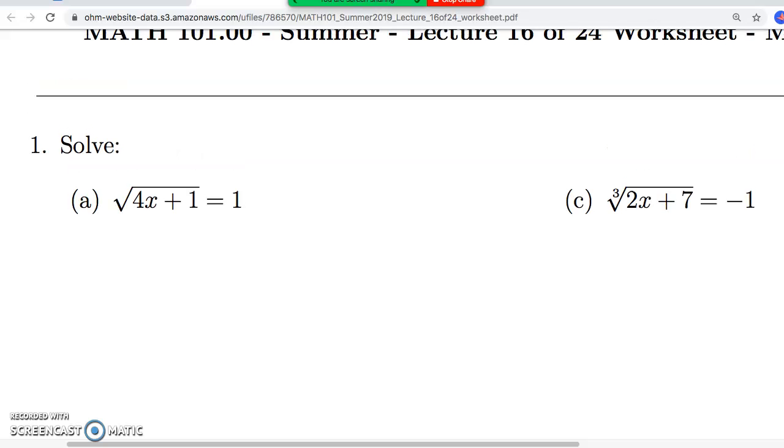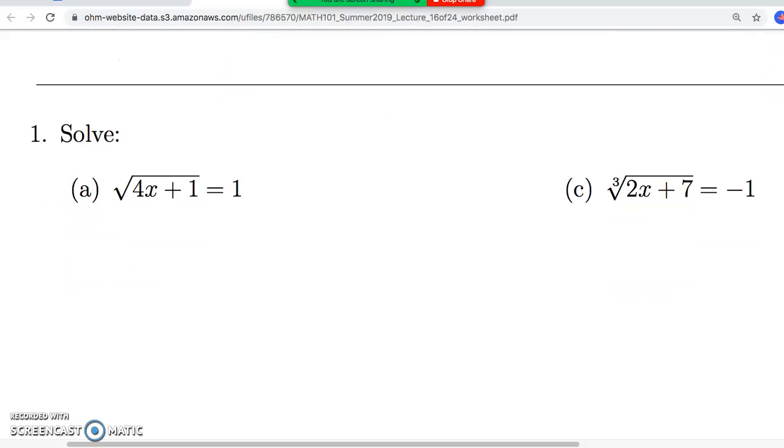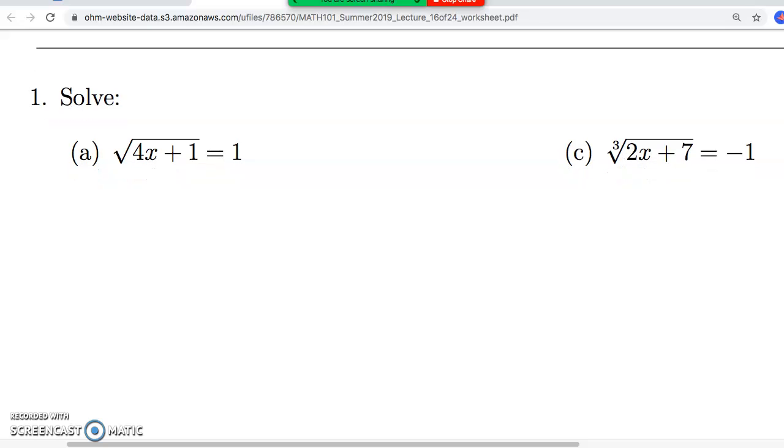Okay, guys, today we're going to go over lecture 16. We're going to look at how to solve radical equations. We're going to look at complex numbers, imaginary i, and the conjugate of a complex number, which is a plus bi and a minus bi. So let's take a look at number 1, solving the radical equation of the square root of 4x plus 1 equals 1.